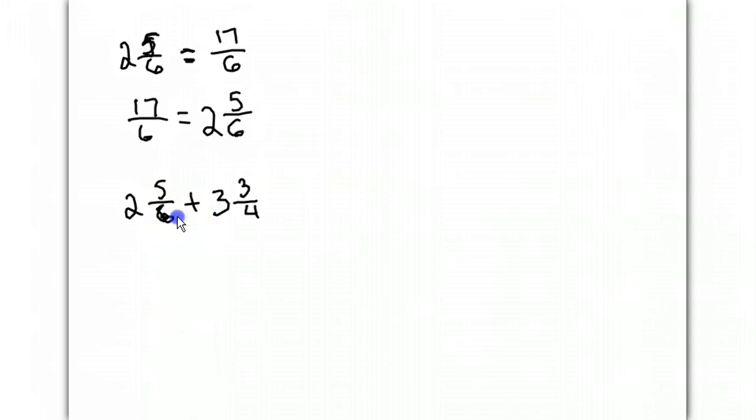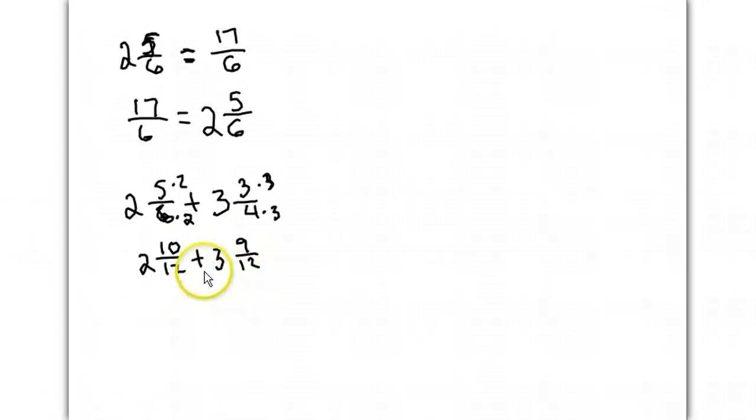So what times 6 will give you 12? That'll be 2. And whatever you do to the bottom of a fraction, you must do to the top. What times 4 would be 12? That'll be 3. And so therefore you must do that to the top as well. So what you have is 2 and 10 over 12 plus 3 and 9 over 12. So when the denominators are the same, you can go ahead and add it straight across. So what you have is a 5 and 19 over 12.